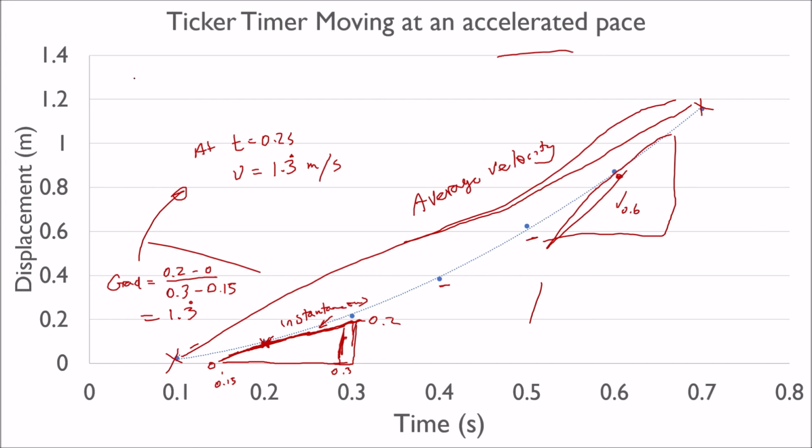Alright, if there are any other questions, please let me know. But that's the end of this explanation video of how to analyze the instantaneous and average velocities using tick timers and trolleys.